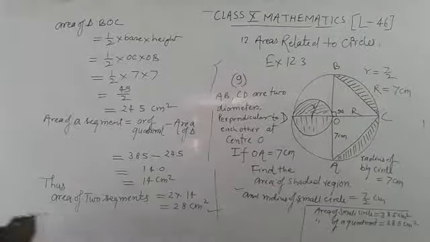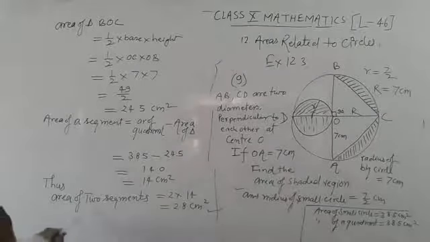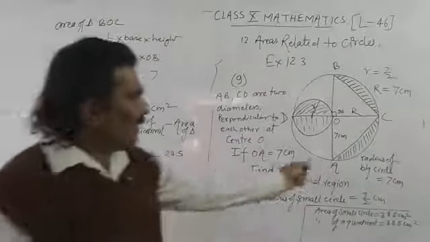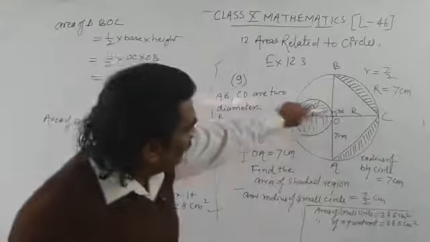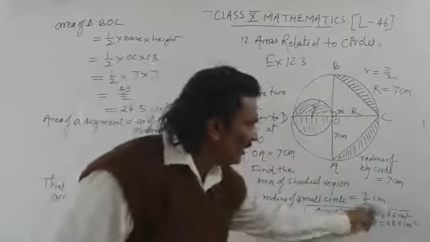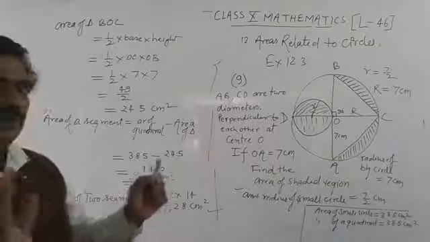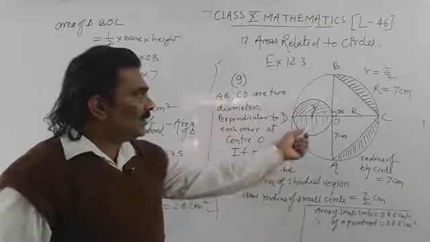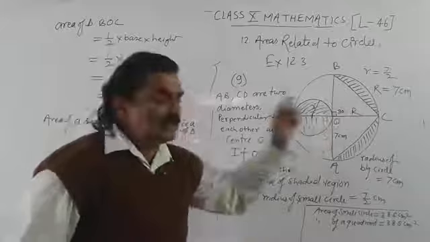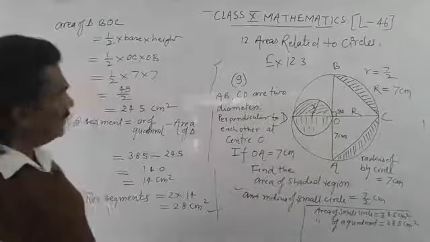Students, here we have the area of two segments. The area of these two segments is 28 centimeter square and the area of this small circle is 38.5 centimeter square. So students, we need to find the area of the shaded portion. So we will add this area with the segments' area. So finally students, write this.